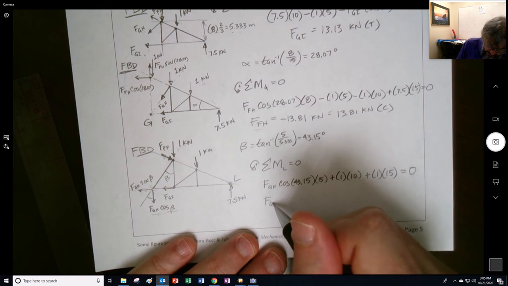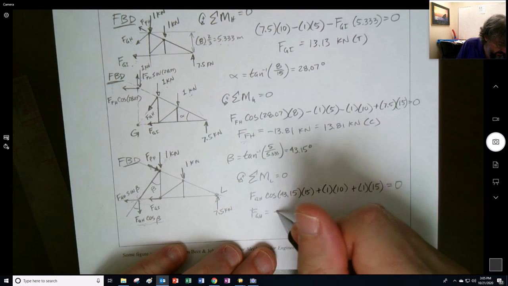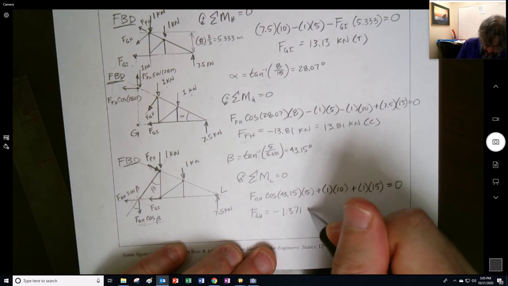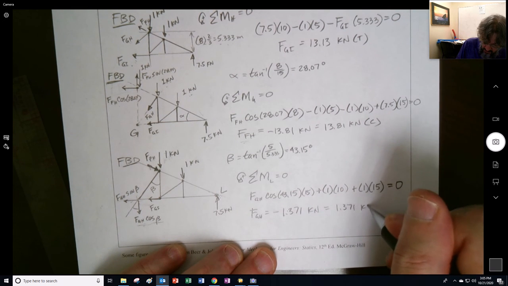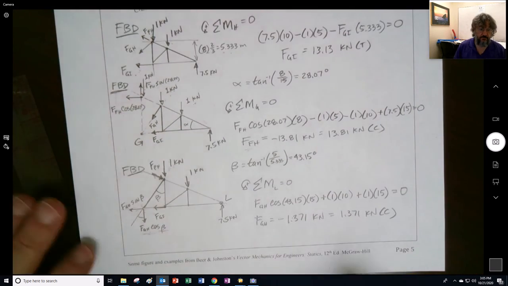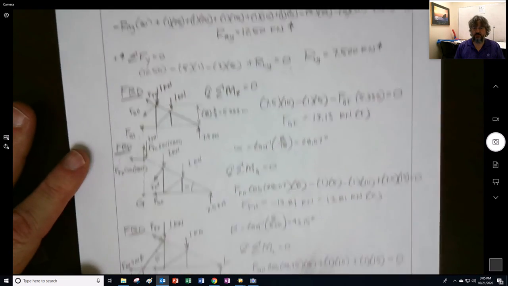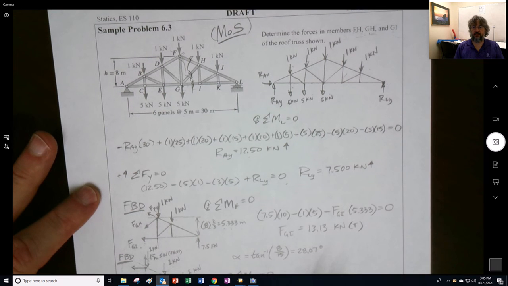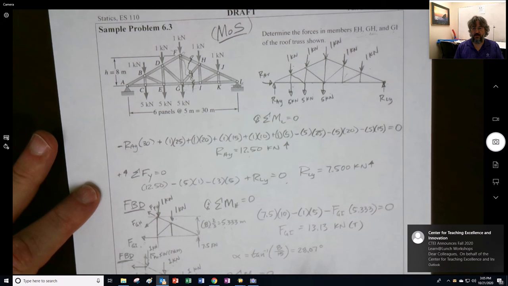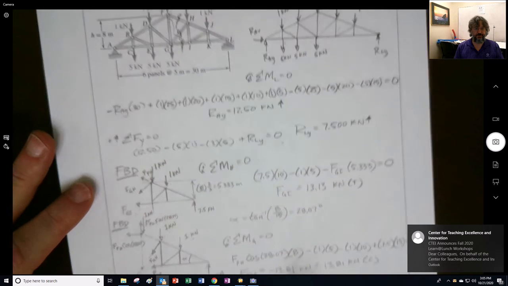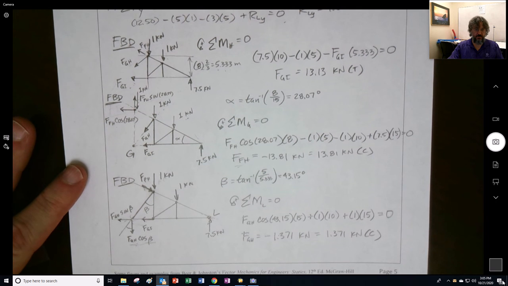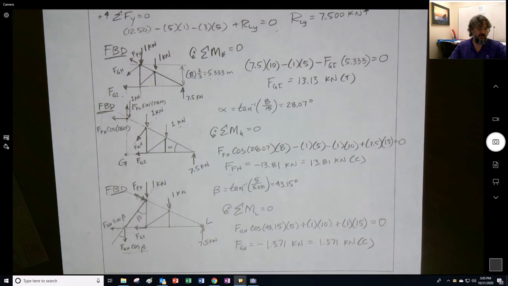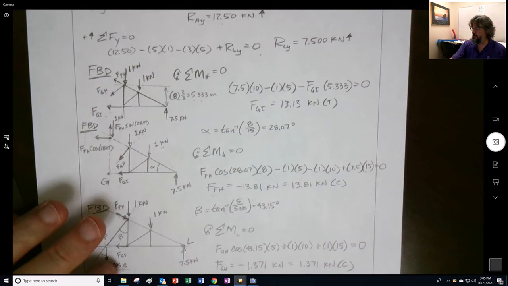So we get FGH is equal to negative 1.371 kilonewtons. Therefore, it's 1.371 kilonewtons compression. So you get the idea of the method of sections. It's a little intimidating, but you need some practice with them. If you work through these, you'll get better and better at them, and they'll seem like they make perfect sense. So that should be our video conclusion for this sample problem. And I'm glad I don't have to do this in class, because it would take a lot longer. Ta-da!